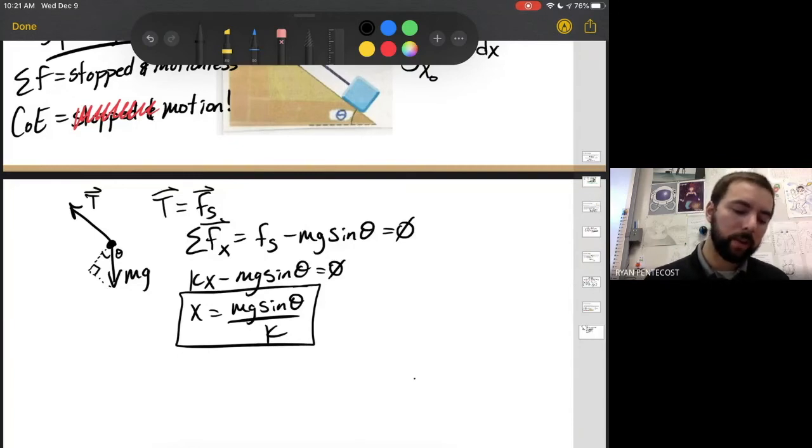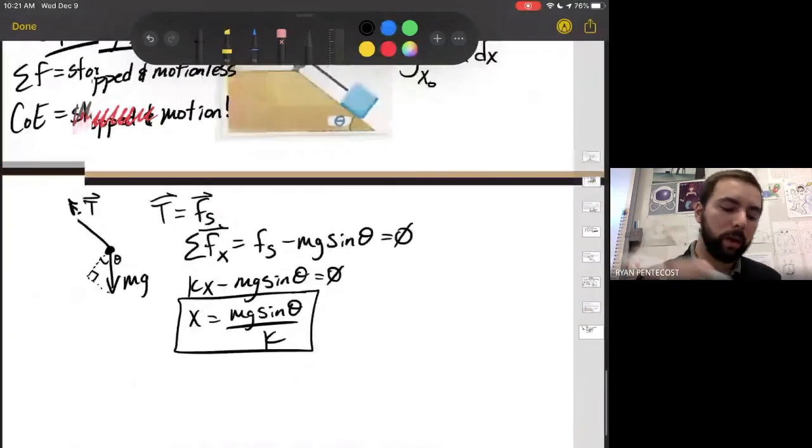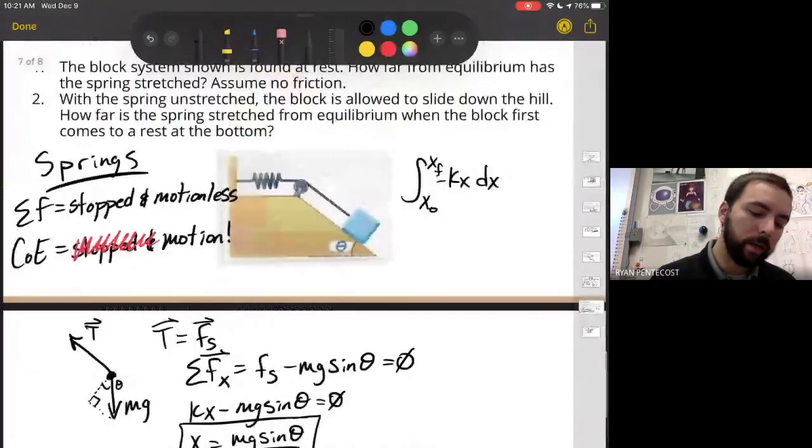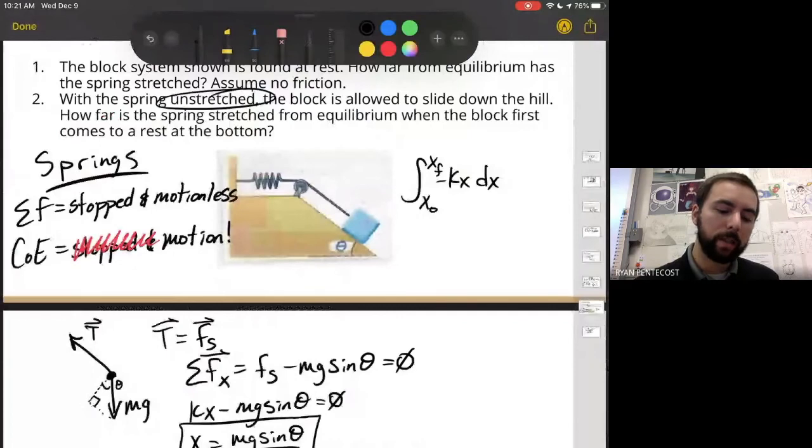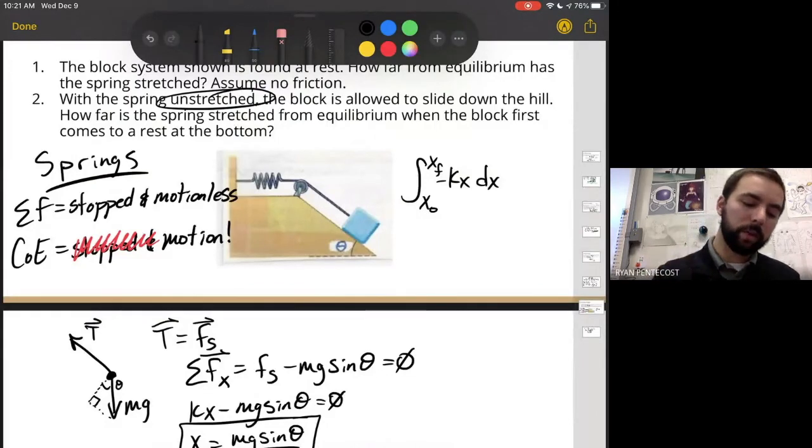Now for the next part, it says with the spring unstretched, at equilibrium, the block is allowed to slide down the hill. How far is the spring stretched from equilibrium when the block first comes to rest at the bottom? So if it starts at equilibrium and starts sliding, how far from equilibrium does it first come to rest before it does its oscillations? So that's asking for the maximum elongation of our spring.